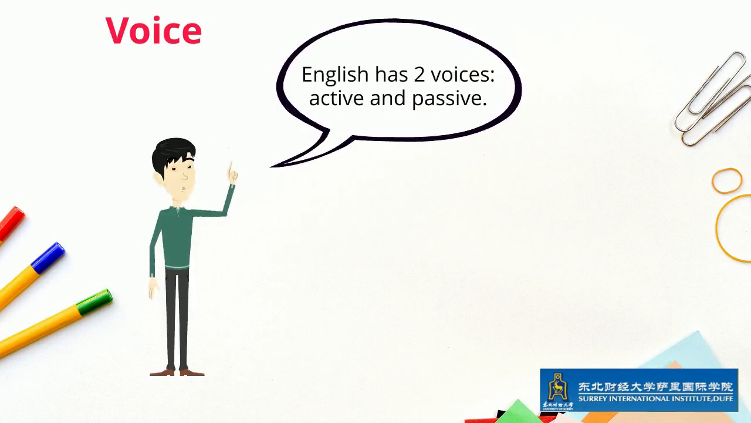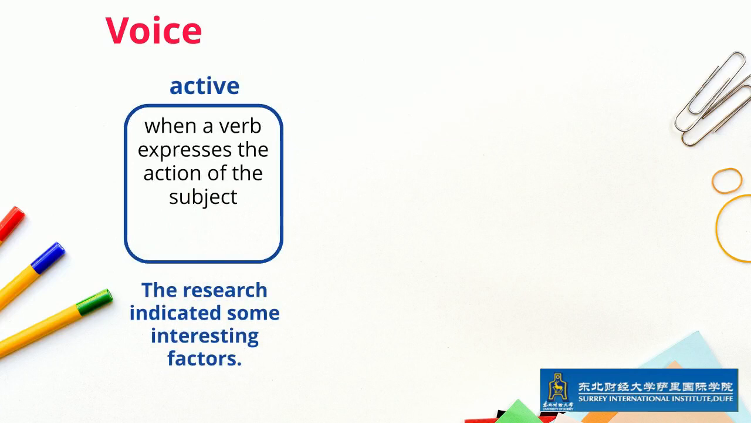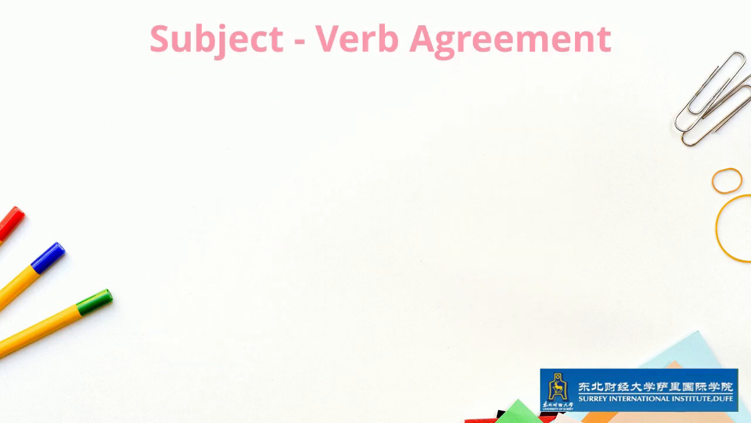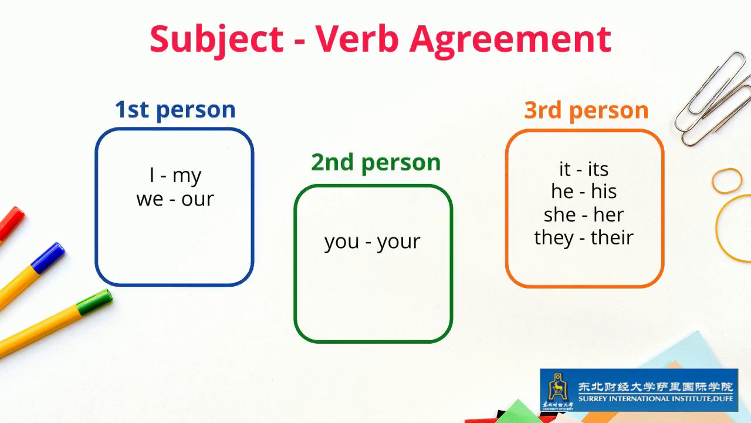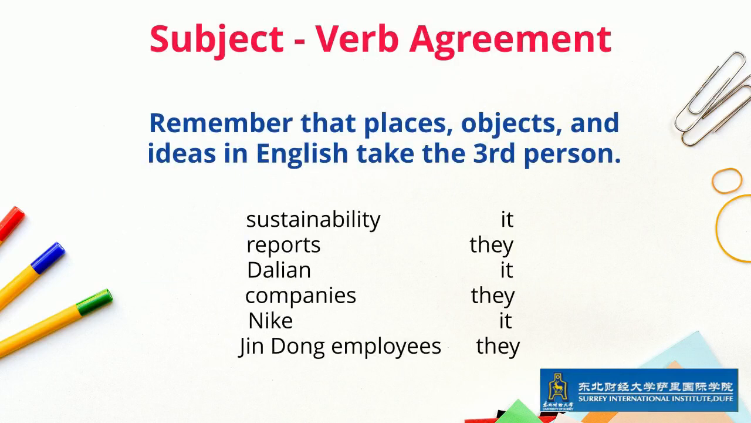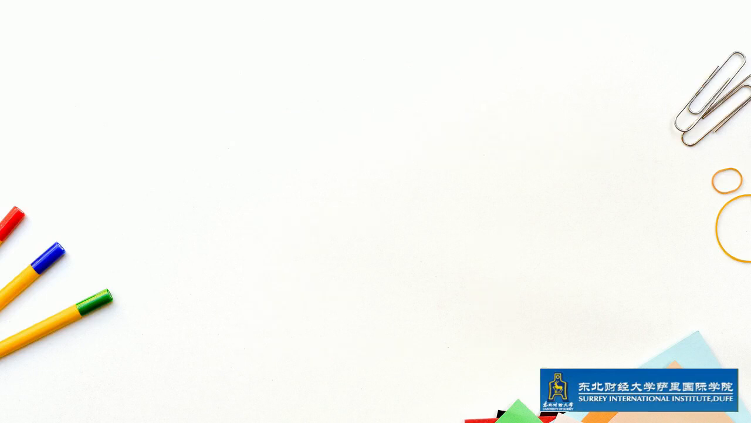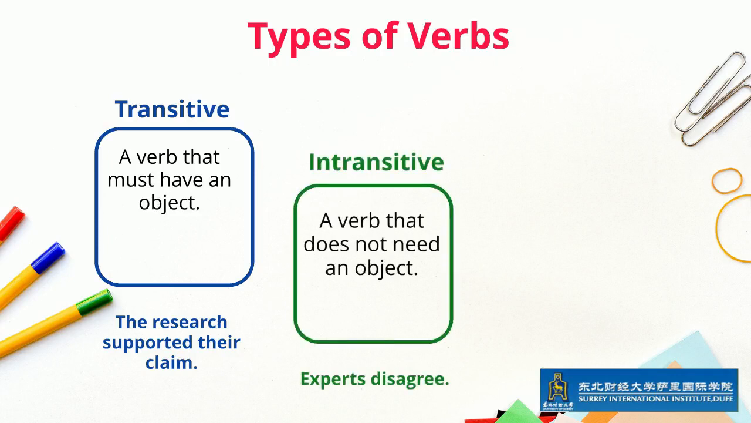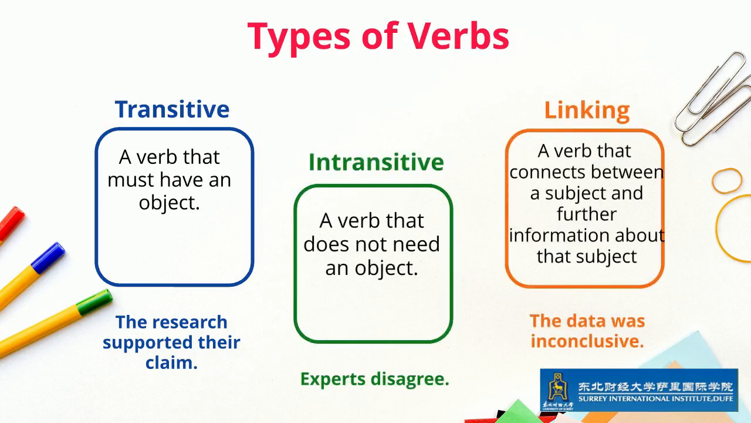The voice of the verb shows whether the subject is the actor, active voice, or the receiver, passive voice. Your verb must always agree with the subject, first, second, or third person, singular or plural. And remember that places, objects, and ideas in English are third person, singular or plural. Depending whether your sentence is SVO, SV, or SVC will dictate whether you use a transitive, intransitive, or linking verb. Linking verbs are easy to forget because there is no action. The most common linking verb in English is the verb to be.